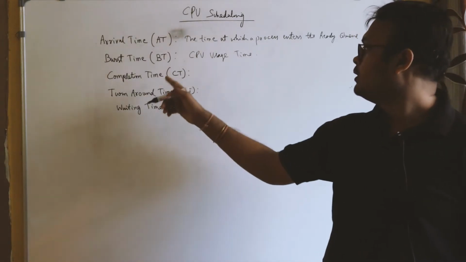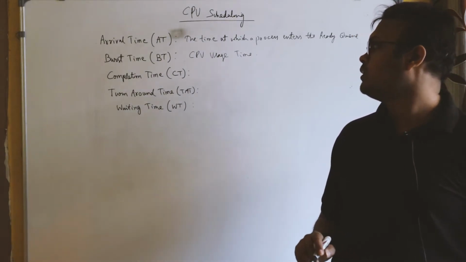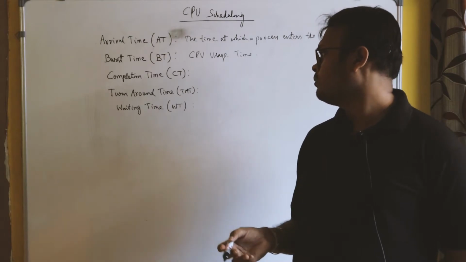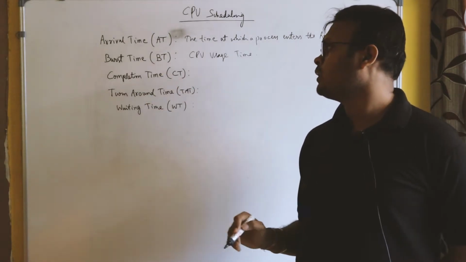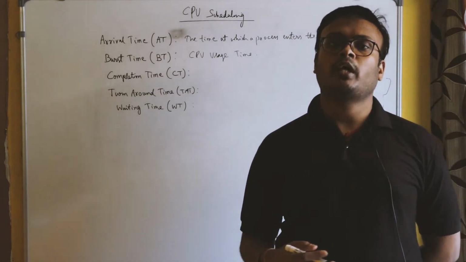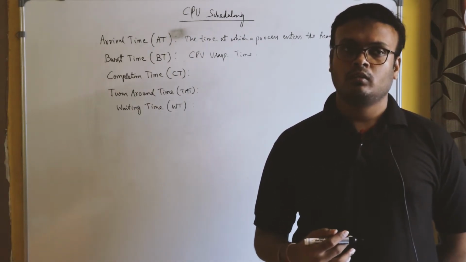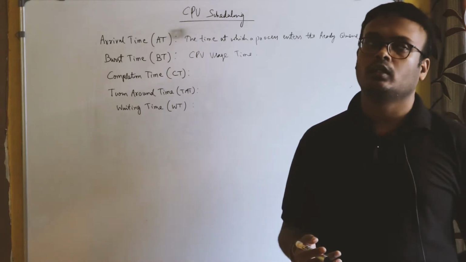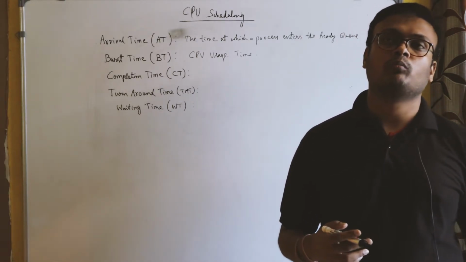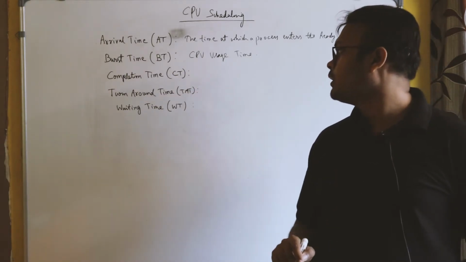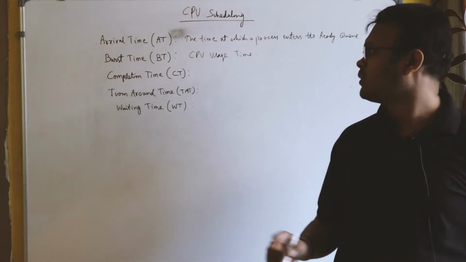Okay. Third one is completion time. Simply, you can guess the meaning. You can guess what it is. Completion time means the time at which the process completes its task. Okay, and its process control block gets deleted. Okay, so that is completion time, as the name suggests.